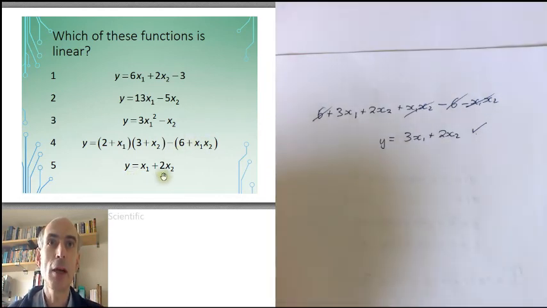This one. Well, yes, that is linear. It's not a trick question. That one really is a simple example of a linear relationship between the two inputs x1 and x2 and y. So superposition would work for this function.